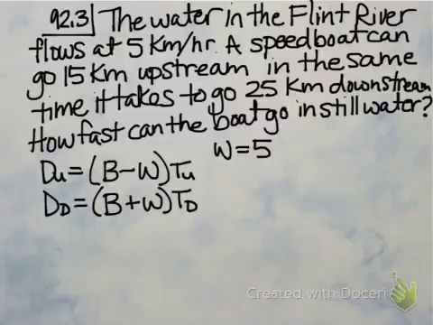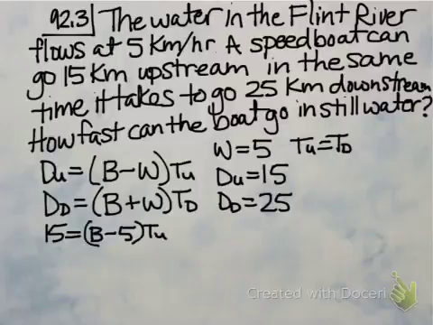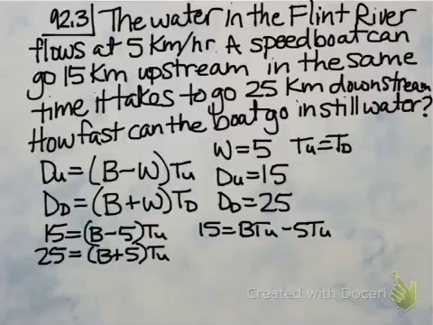We know that the water flows at 5 kilometers per hour. The distance upstream is 15. The distance downstream is 25. And the time up and down are equal. So 15 equals B minus 5 times T sub U. 25 equals B plus 5 times T sub U. We'll distribute those out. 15 equals B T sub U minus 5 T sub U. 25 equals B T sub U plus 5 T sub U.